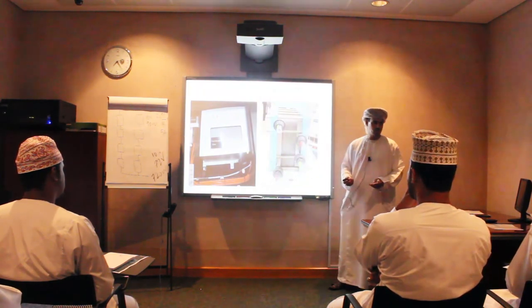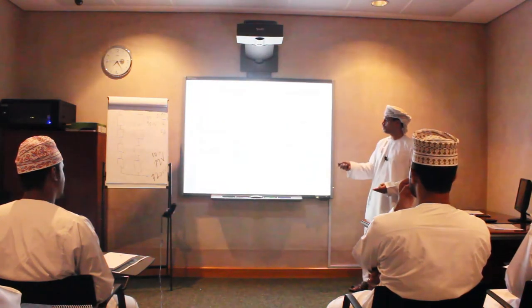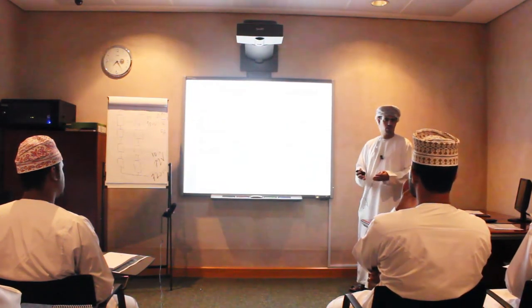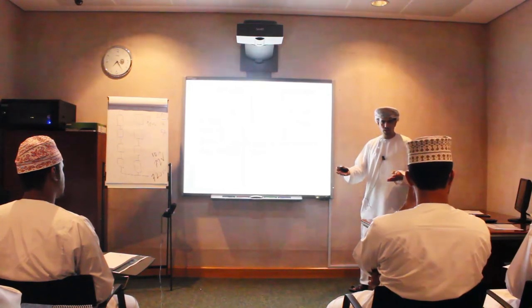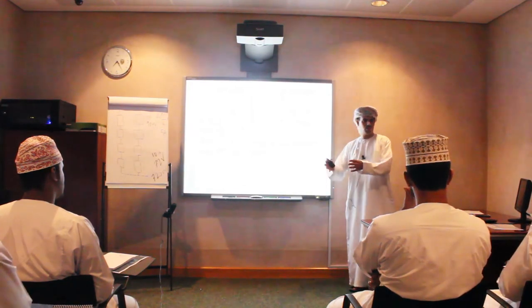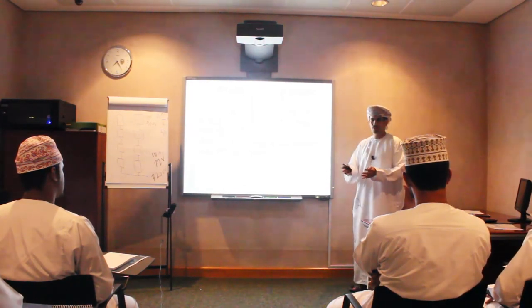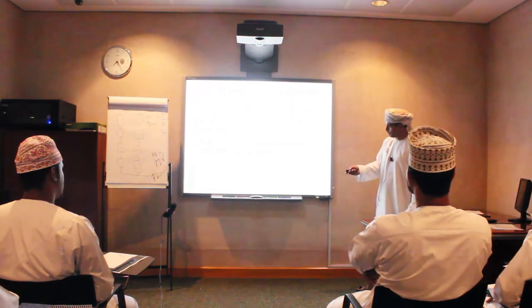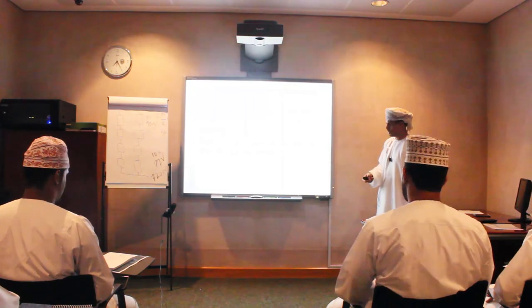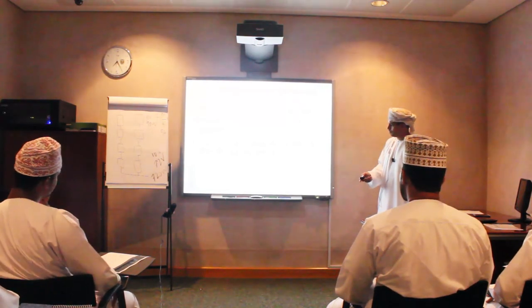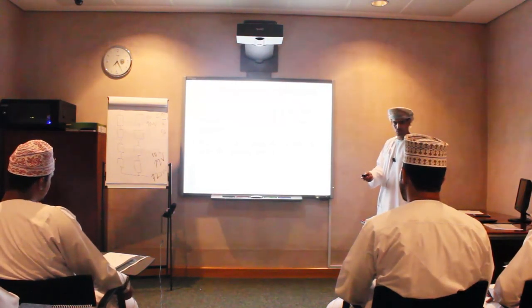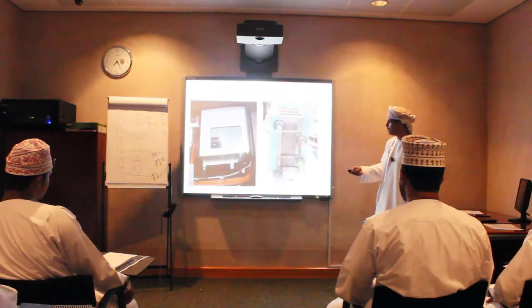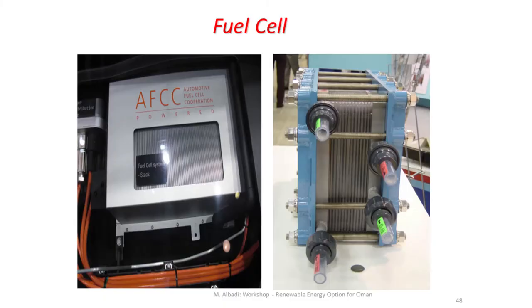And how do we get hydrogen? You can get hydrogen from wind, because wind is good at night and you don't need that energy during the night. So what you do is convert that energy into hydrogen by electrolysis. You convert that excess energy into hydrogen, and then you run the fuel cell. Okay.